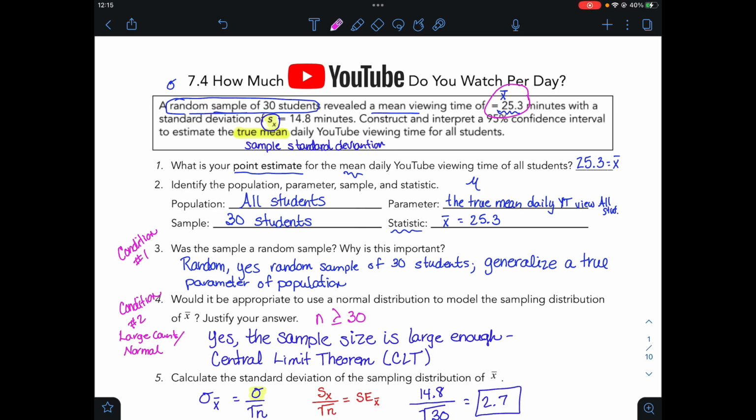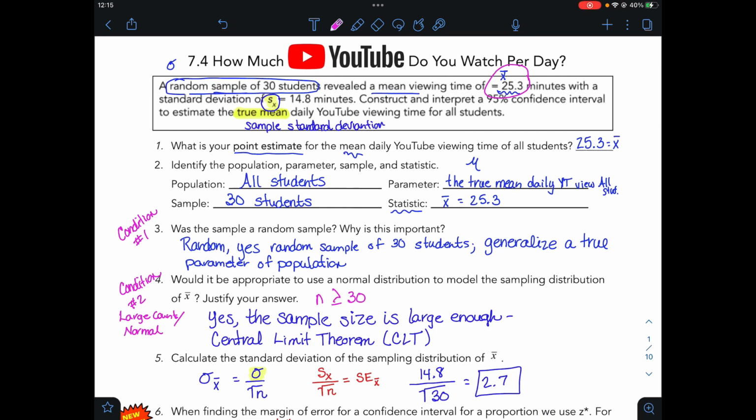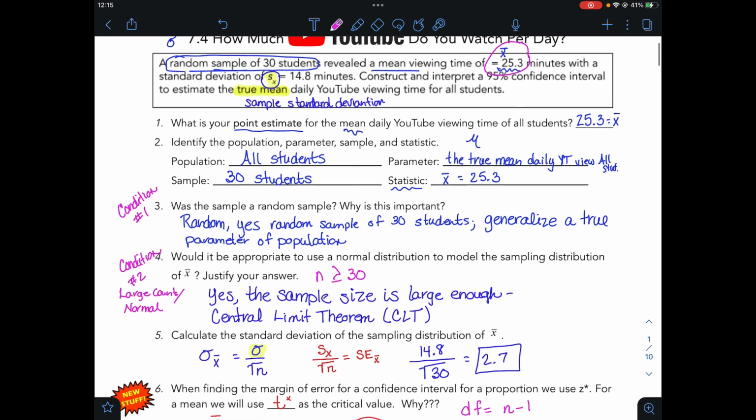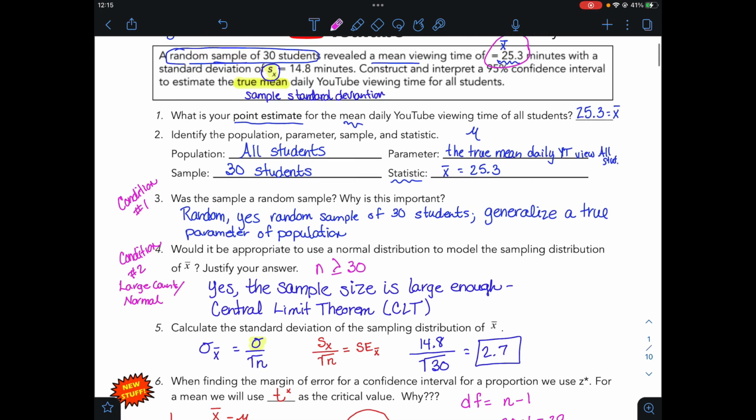And then we identified the different ones. Now there are conditions we have to meet to be able to use this, and the first condition is it has to be random, same as proportions, because we're using it as a generalized statement. So it does have to be random. The second condition is a large count or normal. A lot of times when we're dealing with means, we have a very small count, and that's okay as long as it's a normal distribution for the population.